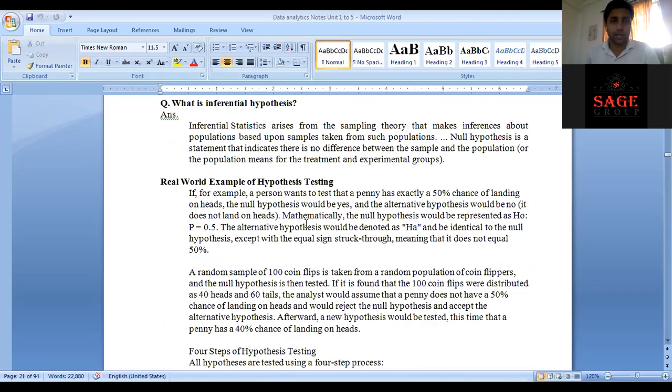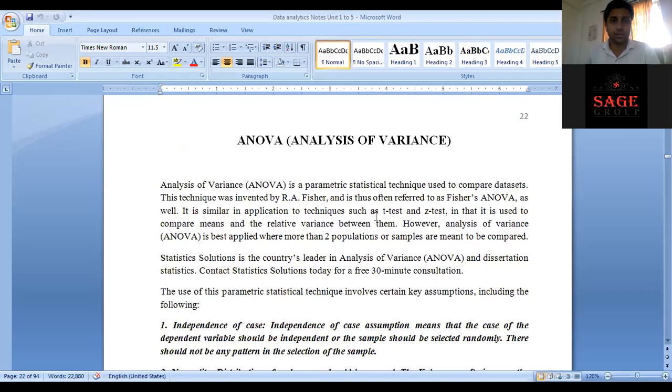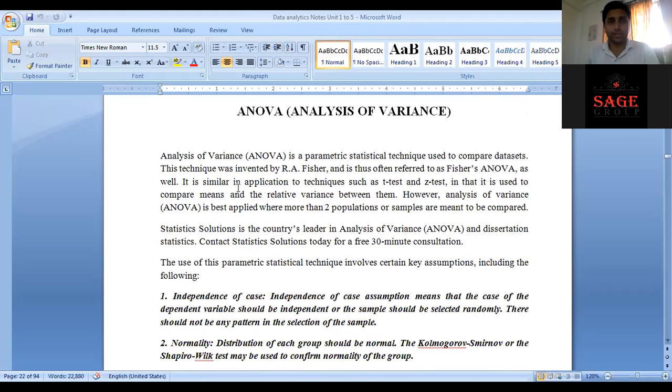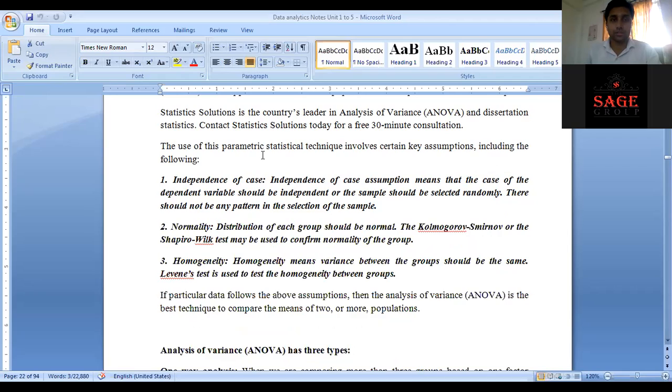There is some discussion about hypothesis, inference, and so on. ANOVA is another important topic in this unit, where ANOVA stands for analysis of variance. Analysis of variance means the differences between two results. Here the term population is used for objects or different results. So the term analysis of variance should always be remembered to understand the concept of ANOVA. There are some parametric statistical assumptions for ANOVA: independence of cases, normality, and homogeneity.